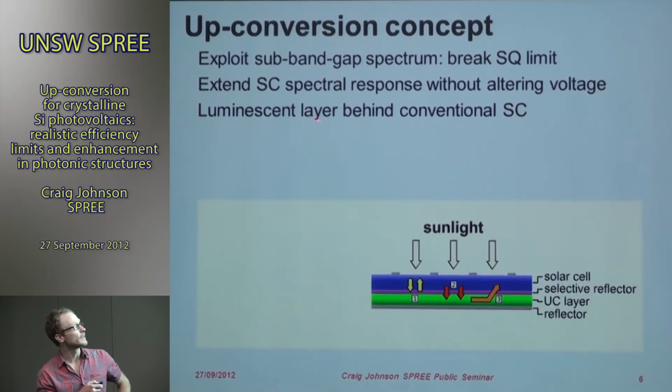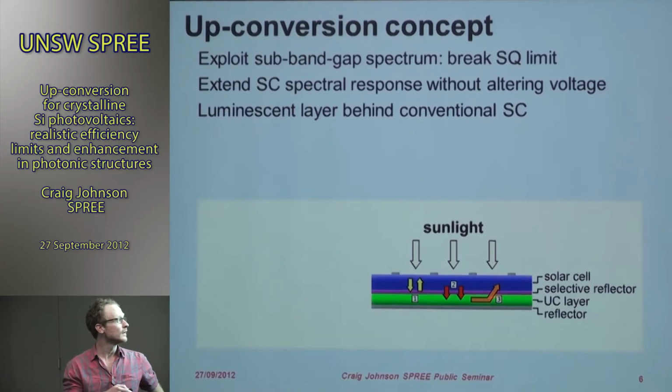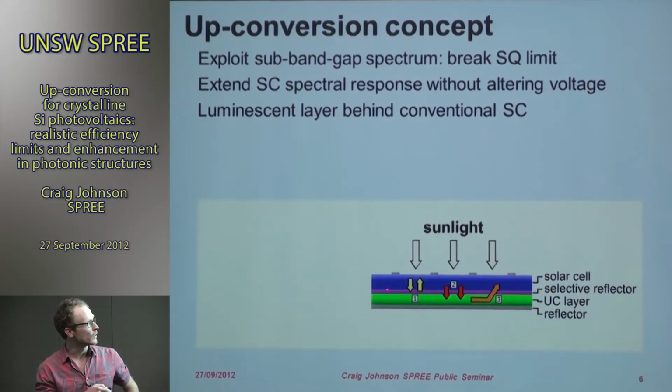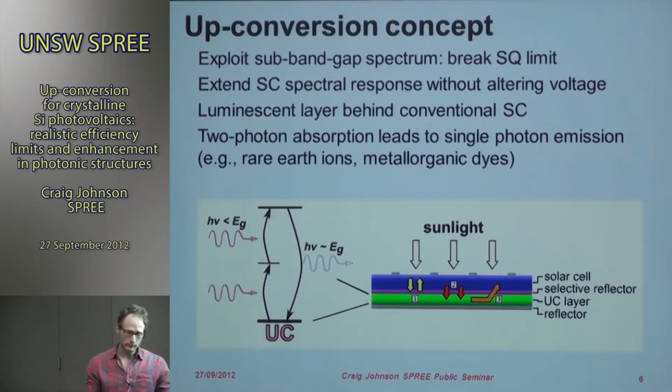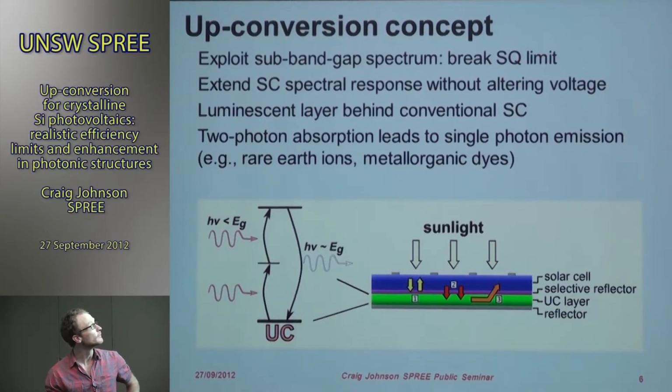And we would do this in something like a luminescent layer behind a conventional solar cell. So here's the structural cross-section, where you have a solar cell without a rear reflector, or a selective reflector perhaps, an upconverting layer, and a reflector behind that. So anything that's transmitted through the solar cell is intercepted by the upconverting layer. And then in that upconverting layer, a stepwise, sequential 2-photon absorption process recombines by emitting a photon above the bandgap or near the bandgap, thereby giving you at least 1 electron for 2 photons, which would otherwise have been wasted.